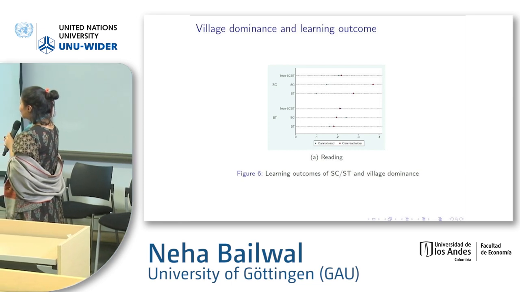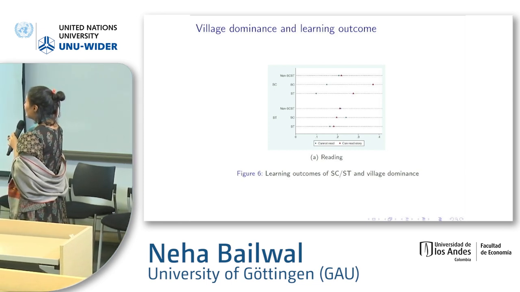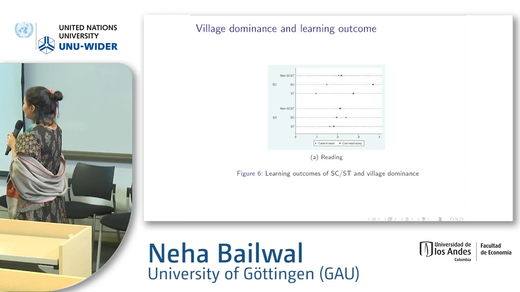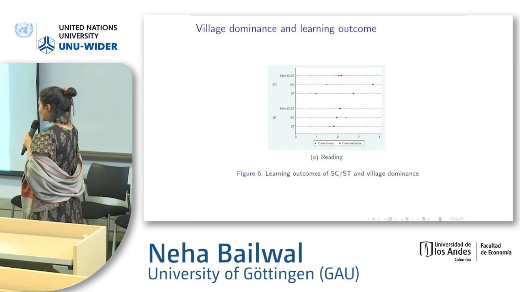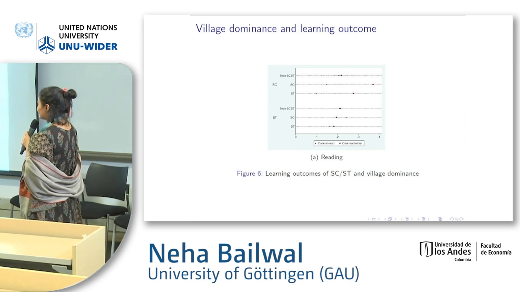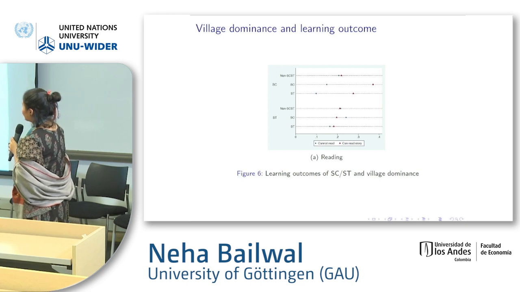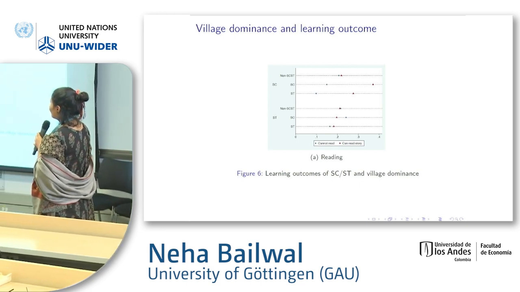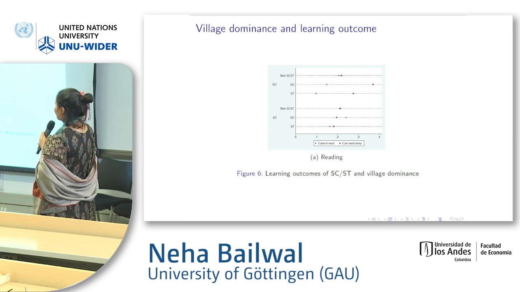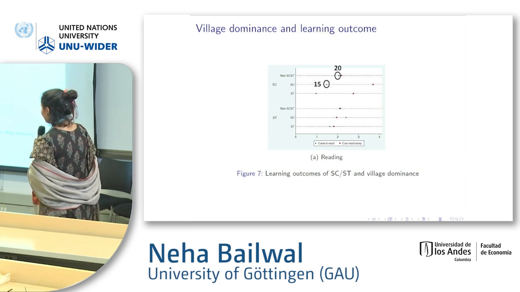So SC is the social identity of a kid, and this is the identity of a village. We have two learning outcomes: one is cannot read at all, and the other is can read a story, the lowest and the highest outcome. What we see here is how the SC kid in the non-SC ST village is performing, the SC kid in the SC dominated village is performing, and the SC kid in the ST dominated village is performing. This is what we are going to see.